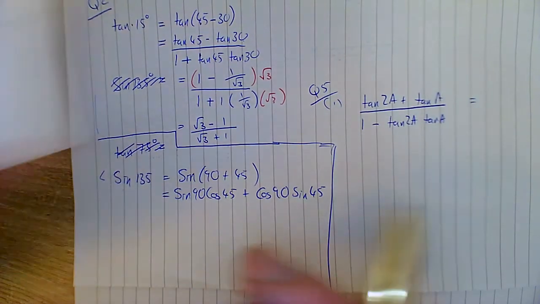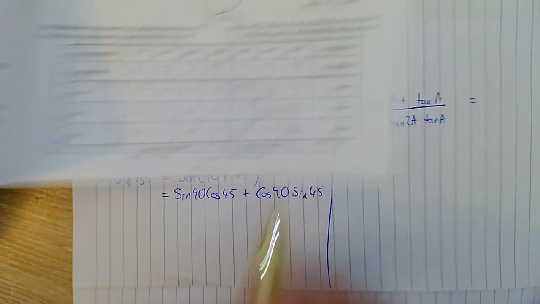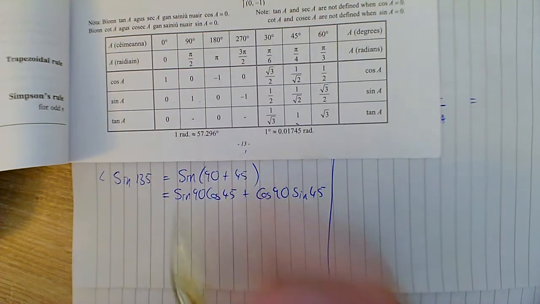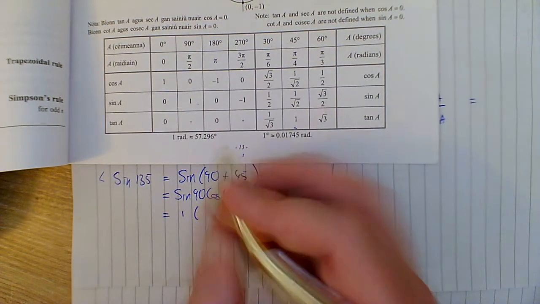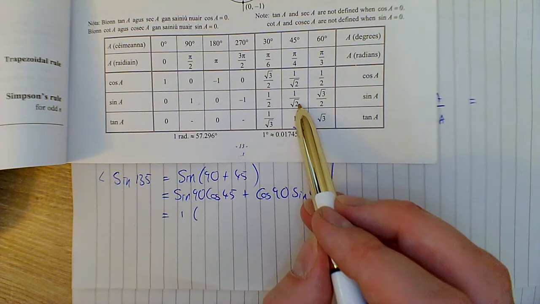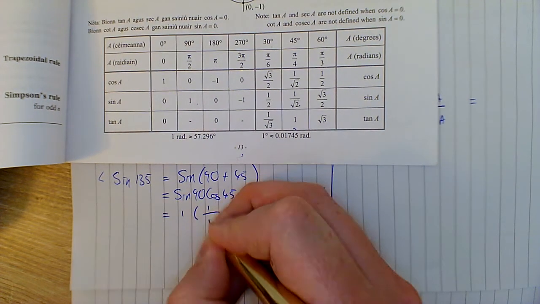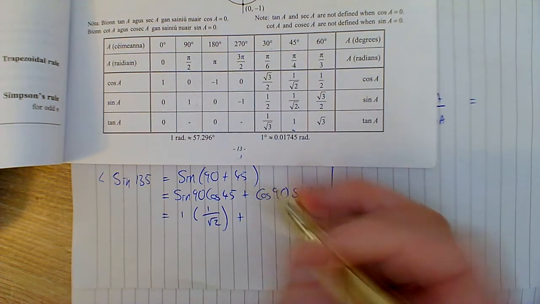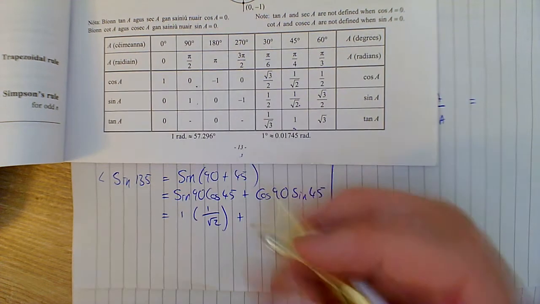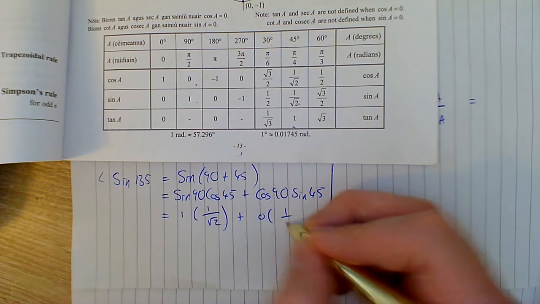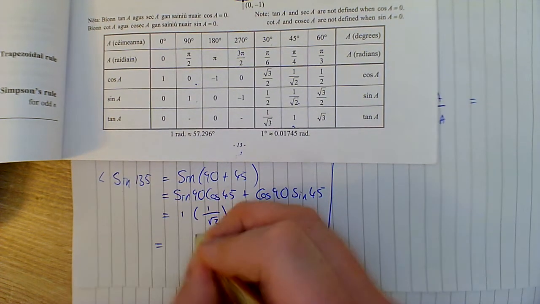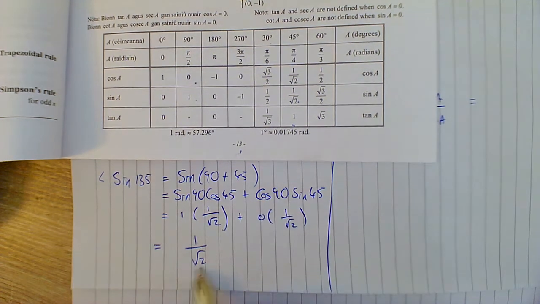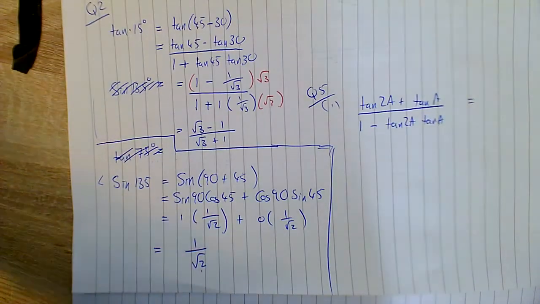Sine of 90 is 1. Okay, again, given back here, sine of 90 is 1. Times cos of 45 is 1 over root 2. Plus cos of 90 is 0. So it doesn't matter what sine of 45 is, it's also 1 over root 2. But we get ourselves 1 over root 2 as our answer there.